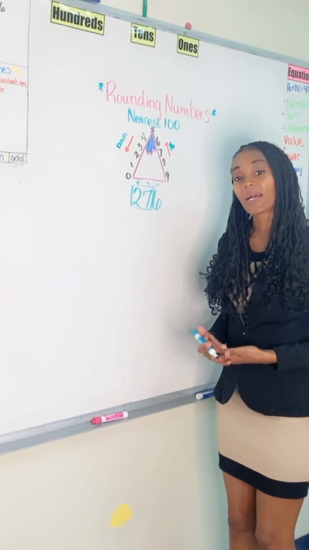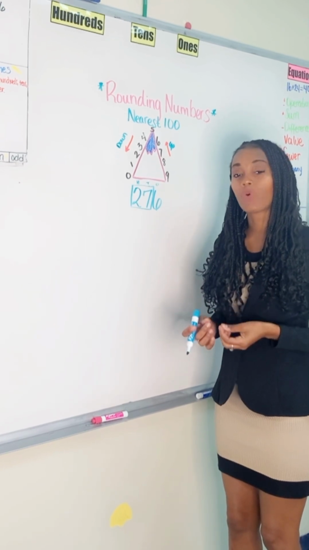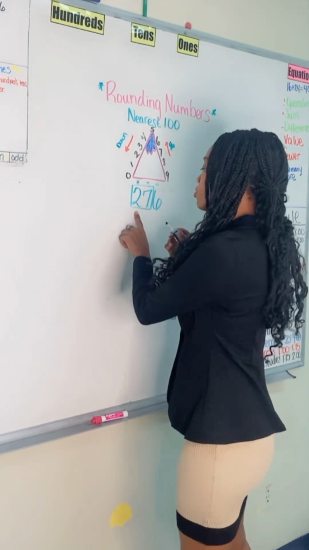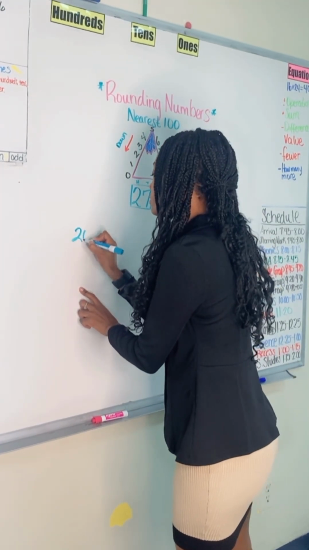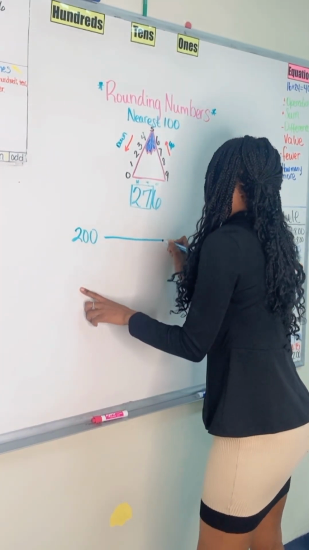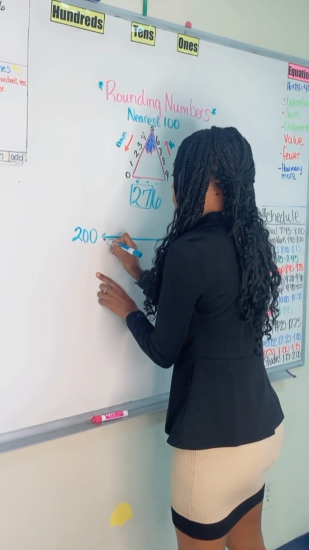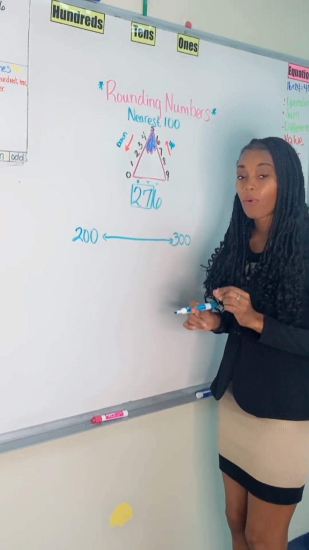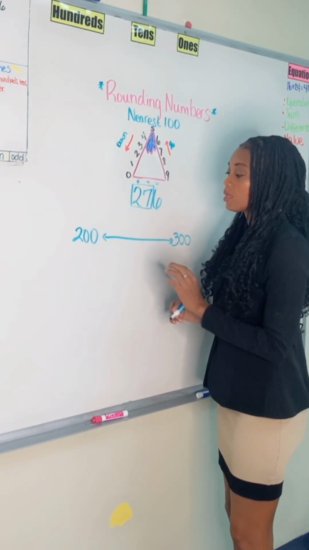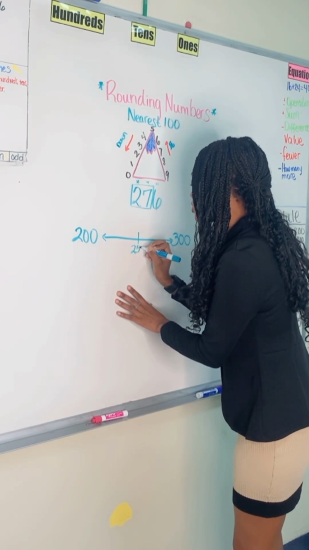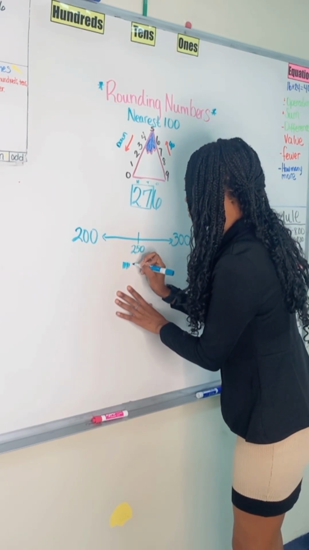So now I'm going to ask myself, what two hundreds does 276 come between? That's going to be 200 and 300. My midpoint, which is the number that comes between the two, is going to be 250. And I'll put my midpoint.